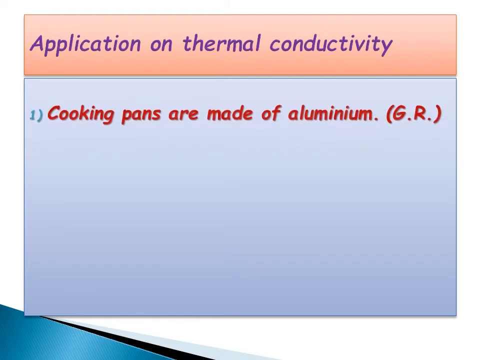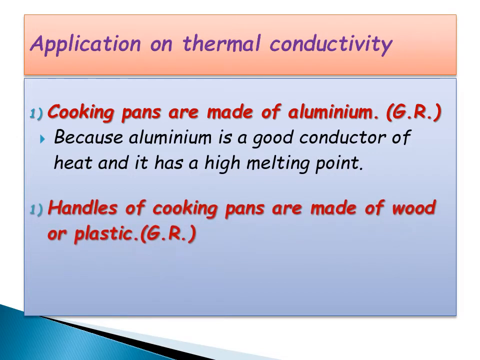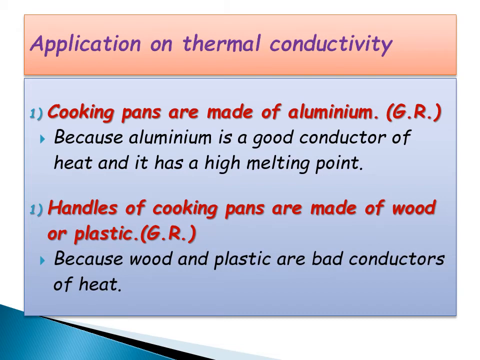We have some applications of thermal conductivity, like cooking pans are made of aluminum because aluminum is a good conductor of heat and it has high melting point, so it doesn't melt at high temperature. Handles of cooking pans are made of wood or plastic because wood and plastic are bad conductors of heat, or they don't allow heat to flow through them.